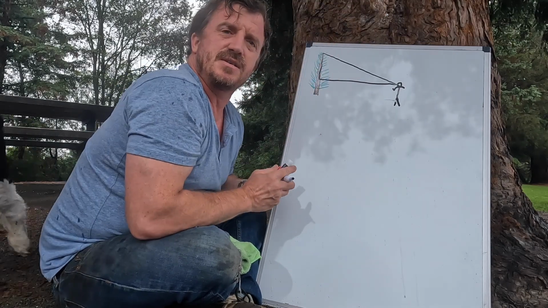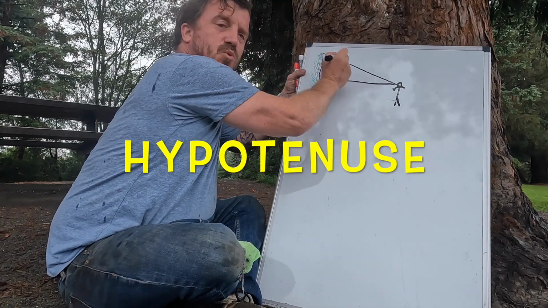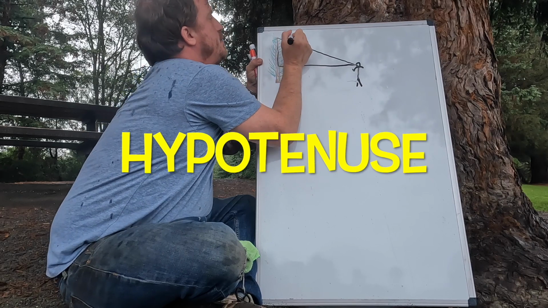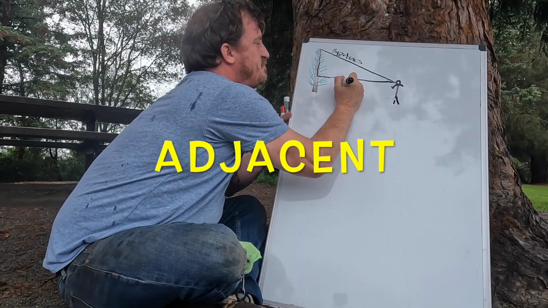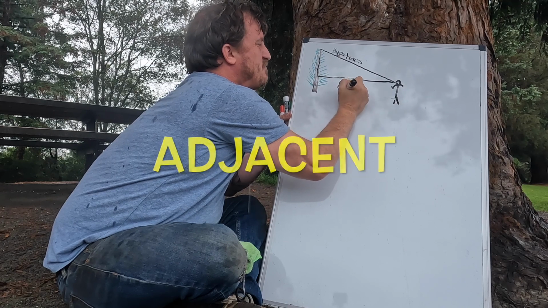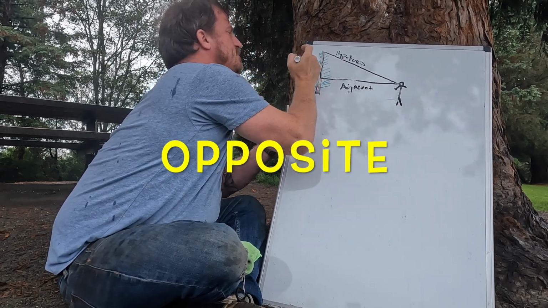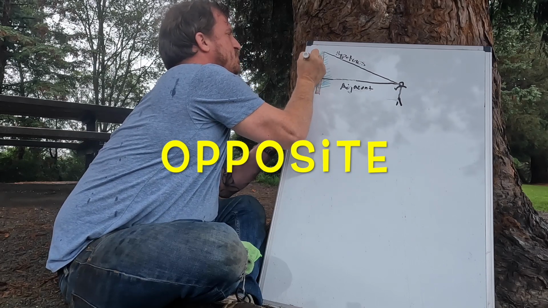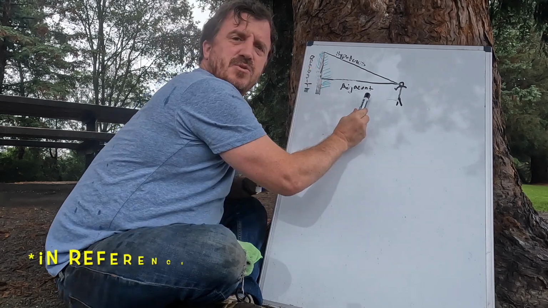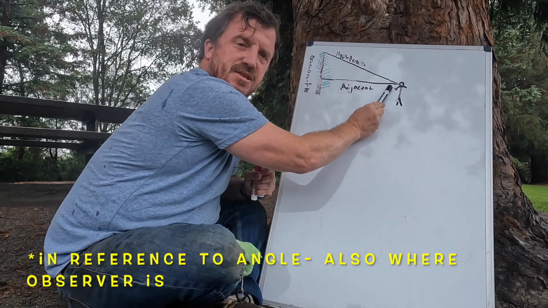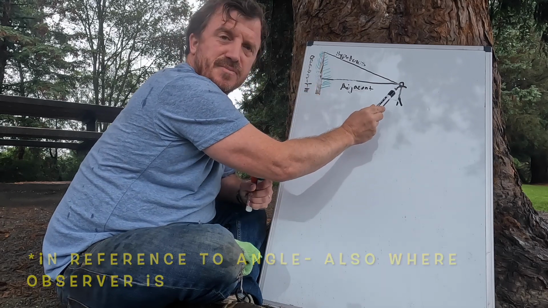Some terminology for triangles that you need to know. This one, the angled one, is called the hypotenuse. This one's called the adjacent. And this one over here is the opposite. Now this one's called the adjacent because it's adjacent to the observer. This one's called opposite because it's the opposite line to the observer.